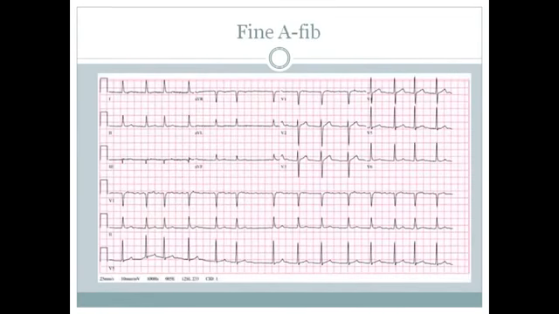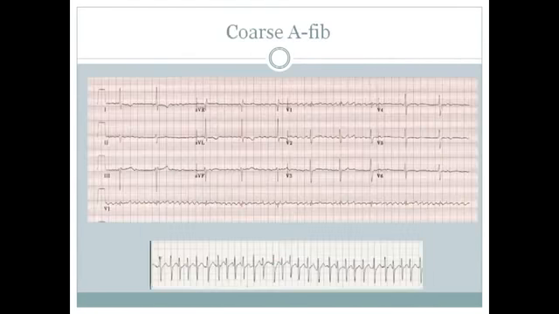You can have what we call fine AFib, okay? The wiggly line is small. You can have what we call coarse AFib. It's just that the electrical activity amplitude is bigger.